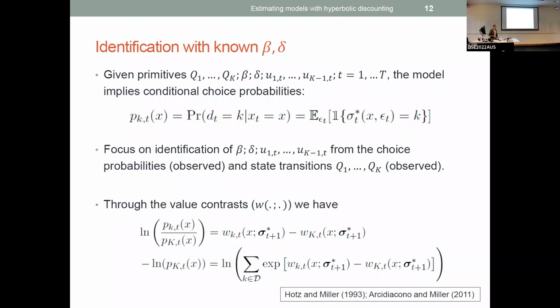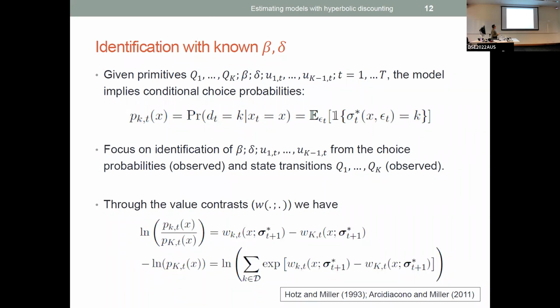Now let's move on to the identification problem. It is done in a concentrated manner. So the first step would be to consider identification, assuming the discount factors are known. So what are the primitives of the model? We have the state transitions Q, we have the utility flows, and U_T is normalized to 0. And now let's, for the moment, assume that the discount factors are known.